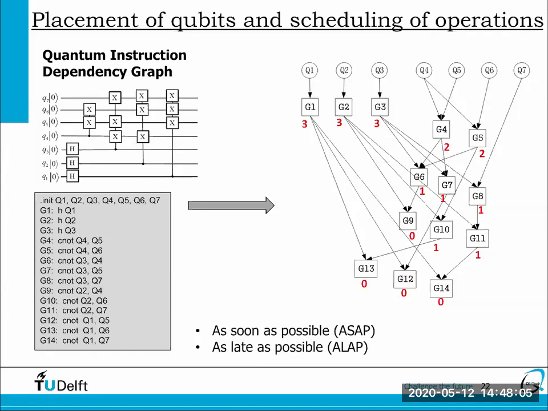There are different ways of scheduling the operations, but one of the most used approaches is using as soon as possible scheduling or as late as possible scheduling. What do you think it means, as soon as possible?